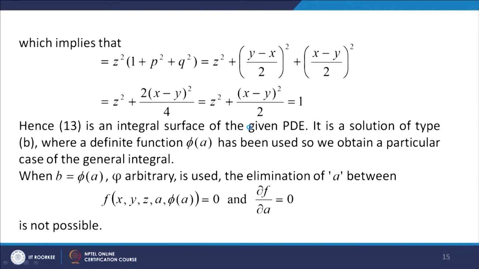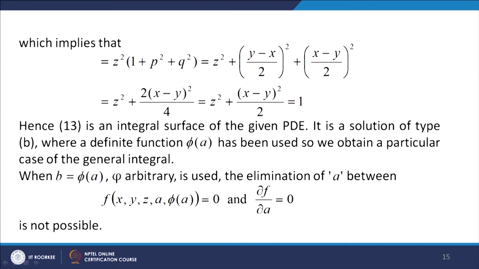and then z square into (1 plus p square plus q square) will be equal to z square plus (zp) square, where zp is equal to (y minus x) by 2. So, (y minus x by 2) whole square, and zq is equal to (x minus y) by 2, so (x minus y by 2) whole square. What we get is z square plus (x minus y) whole square by 2 is equal to 1. Hence, the envelope which we obtained from the one parameter subsystem is an integral surface of the given PDE.